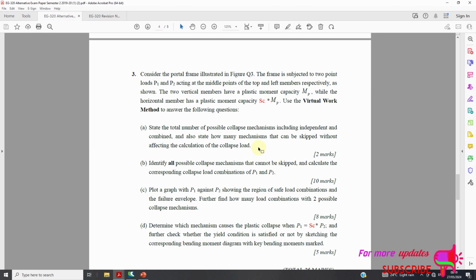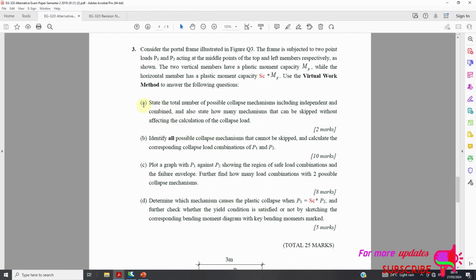The two vertical members have plastic moment capacity MP, while the horizontal member has a plastic moment capacity of SC times MP. Use the virtual work method to answer the following question. Question A: state the total number of possible collapse mechanisms, including independent and combined, and also state how many mechanisms can be skipped without affecting the calculation of the collapse load.